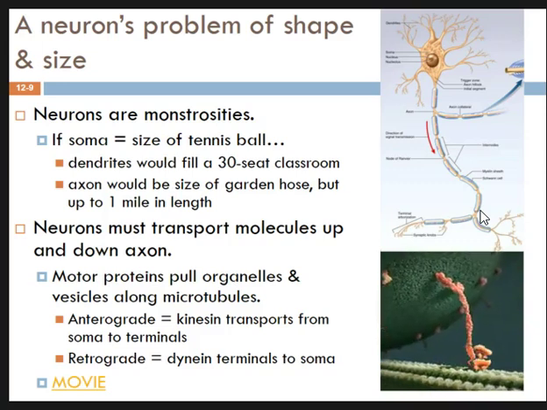If you're going the opposite direction, and we do have transport that needs to go from the axon terminals all the way back up to the cell body, you're doing retrograde transport. Retro means sort of reverse.